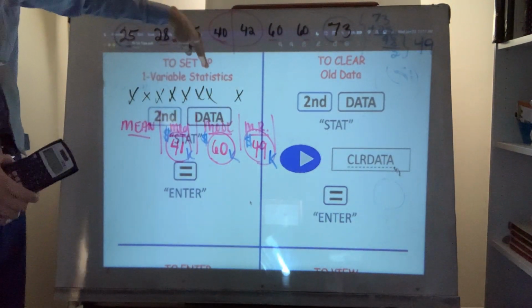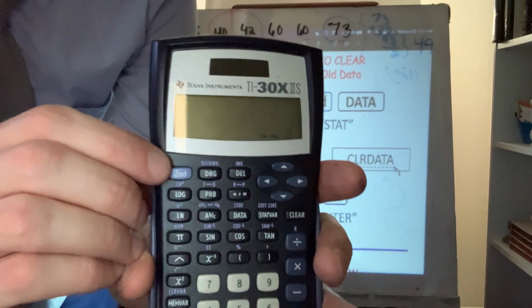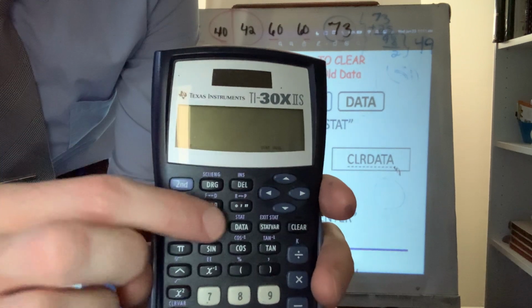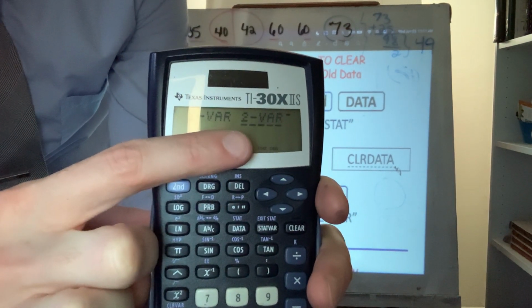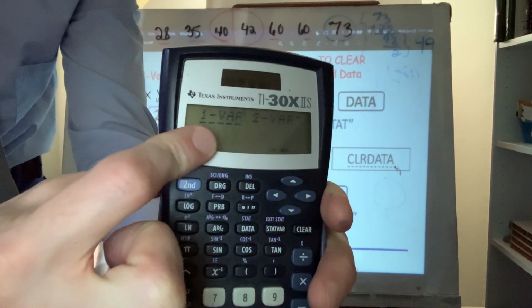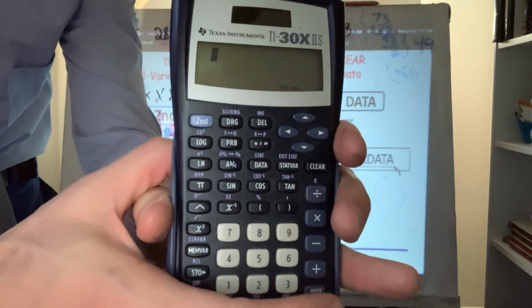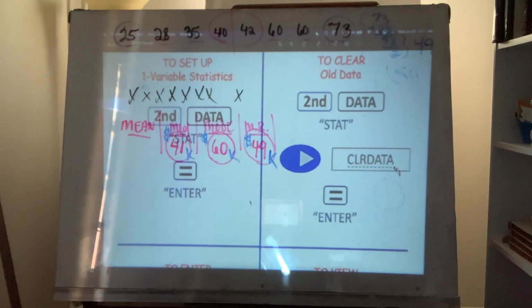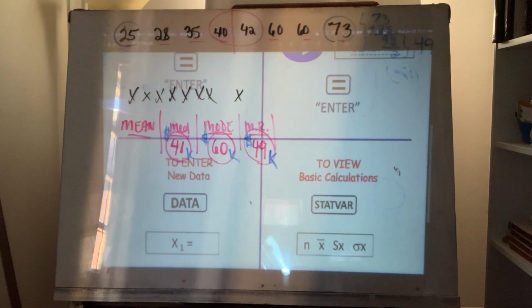Set up one variable statistics, right? There's a second option you may have noticed already: two variable statistics. That's when we get to the latter half of chapter 12. For right now, we're just dealing with one variable, just x. So we're going to choose that. And now what we should be able to do is enter new data.